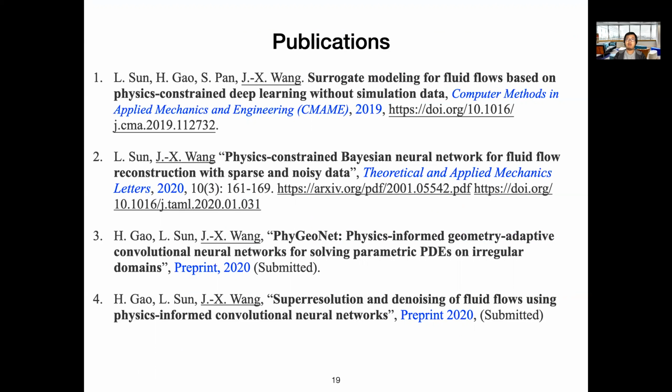Here I would just like to list our recent publications on this topic, including flow surrogate modeling for the Navier-Stokes equations, Bayesian physics-informed neural networks, CNN formulation for irregular geometries, and super resolution of fluid flows. If you are interested, please download them from my website. All the manuscripts are available, and the code is also available on my GitHub, so you can download and play with it.